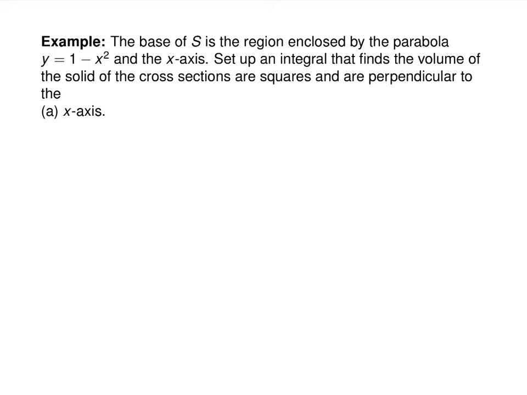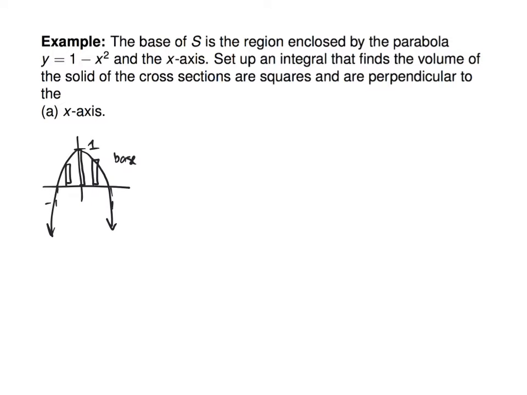All right, so we have a region S enclosed by the parabola 1 minus x squared. That's the base. It intersects at negative 1 and 1, and that's the base of the region. Set up an integral that finds the volume of the solid if the cross sections are squares that are perpendicular to, in this case, the x-axis. You slice like this, and what comes out at you are squares.